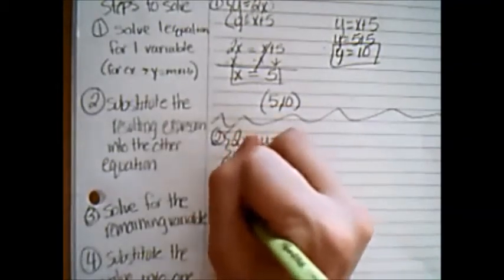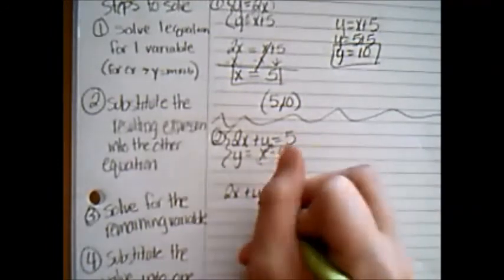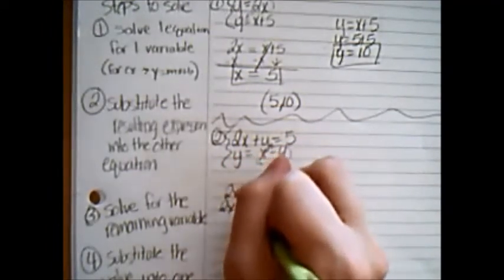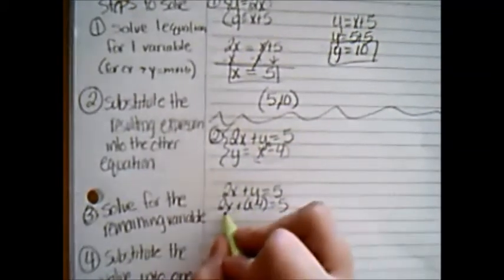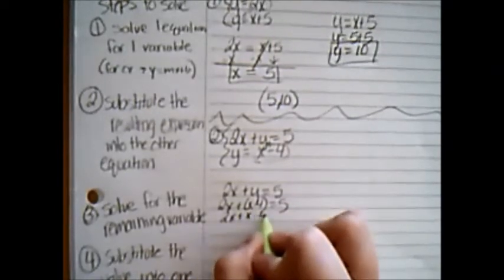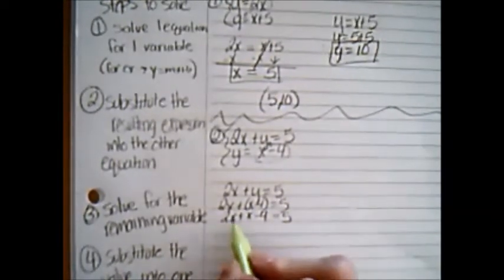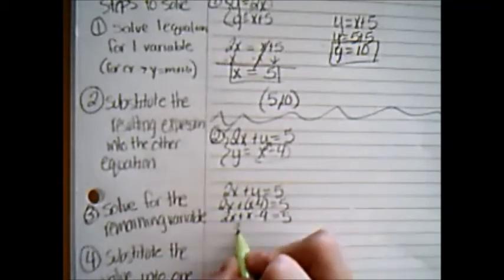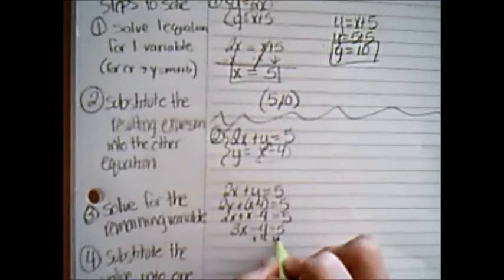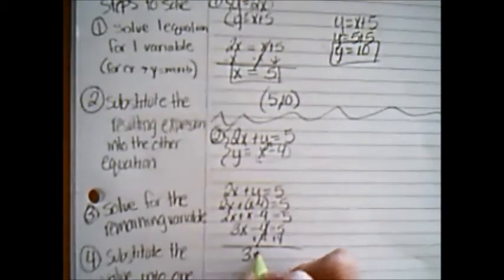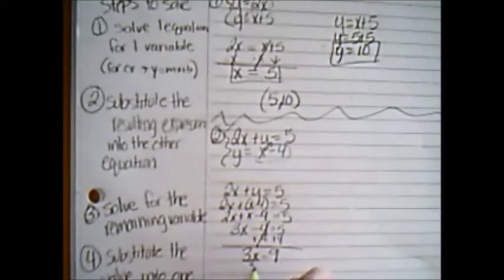So I'm going to take 2x plus y equals 5. Then I'm going to put 2x plus x minus 4 equals 5. I'm substituting in the value for y. Now I can solve. I've got 2x plus x minus 4 equals 5. 2x plus x is 3x minus 4 equals 5. I'm going to add 4 to both sides, and I get 3x equals 9. I'm going to divide both sides by 3. X equals 3.